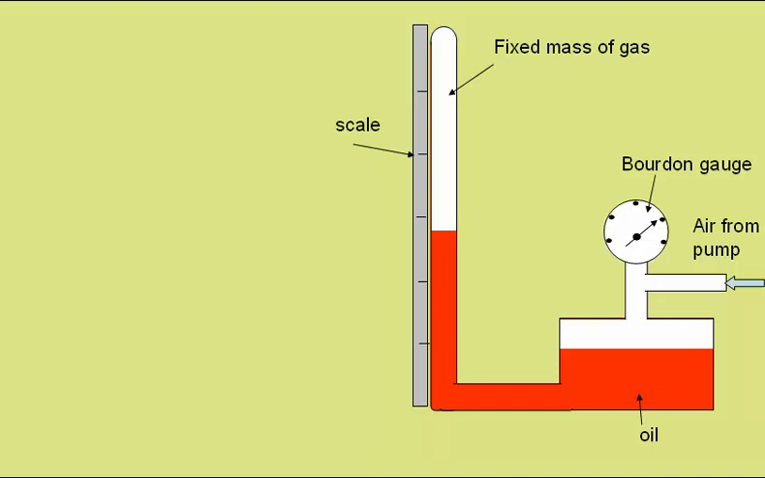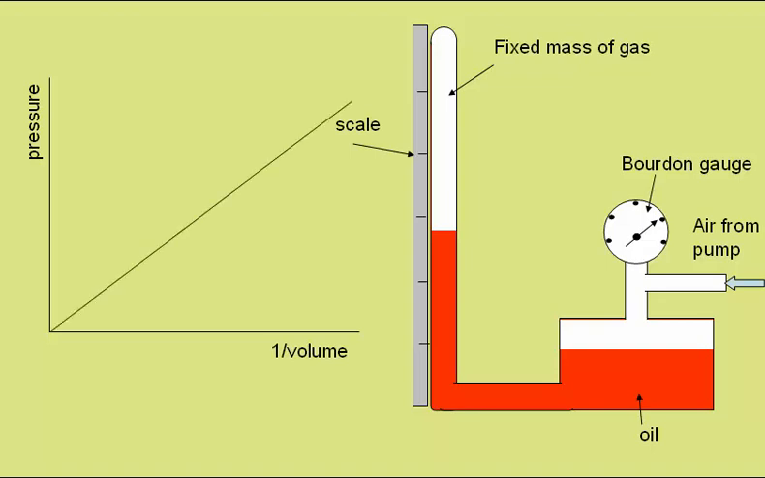If we plot a graph of pressure against 1 over volume, we get a straight line through the origin. This shows us that pressure is directly proportional to 1 over volume, or pressure is inversely proportional to volume.